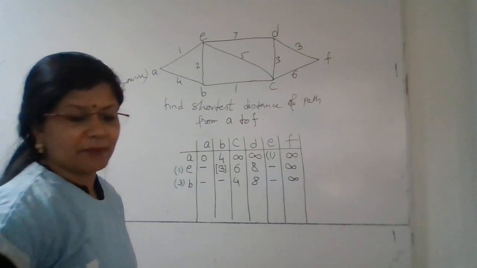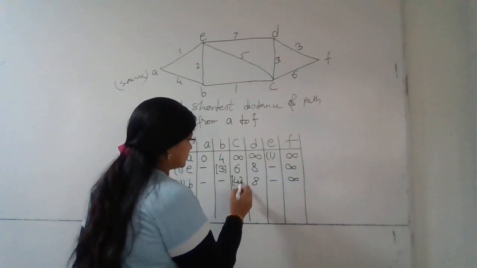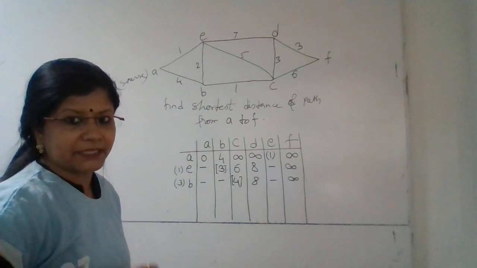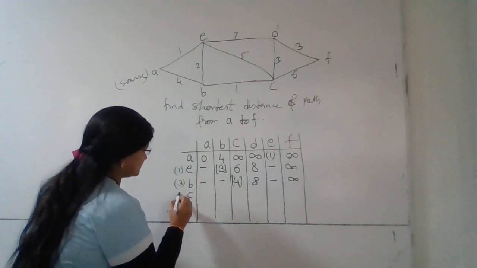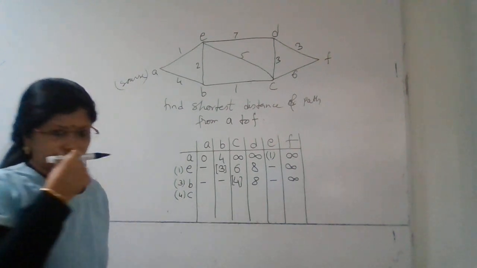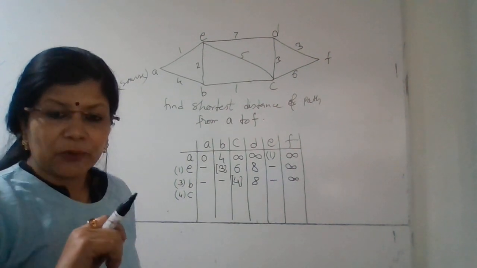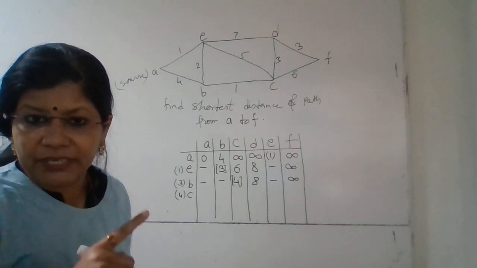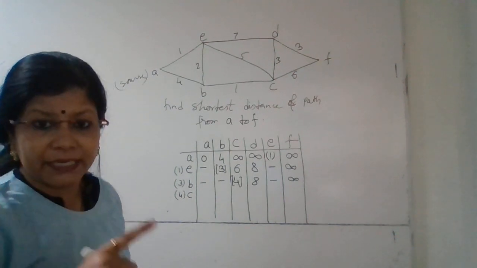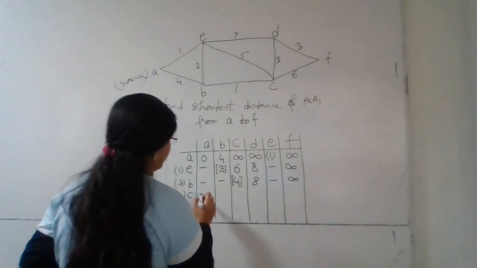Now check the minimum value. It is 4 and the vertex is C. Now blank all the previous vertices. That means A, E, B and C.